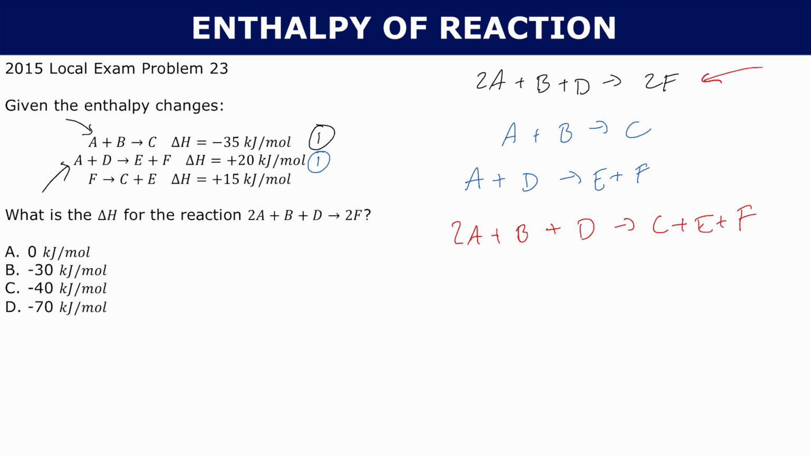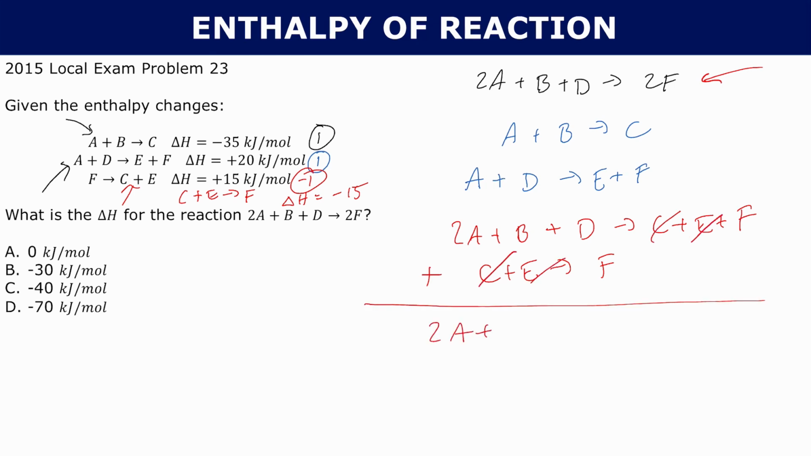But the thing we need to do is involve our last equation here. The way you incorporate it is you take the negative of it. So instead of taking the reaction as it is, you flip it. You do C plus E yields F, and that has an enthalpy change of negative 15. If you add all these up, these cancel, and you get 2A plus B plus D yields 2F. And so we had one of the first one, one of the second one, and negative one of the third one. So if you add these up, that's negative 35 plus 20, and then negative 15. And that comes out to negative 30 kilojoules per mole. And that's answer choice B, and that is the right answer.